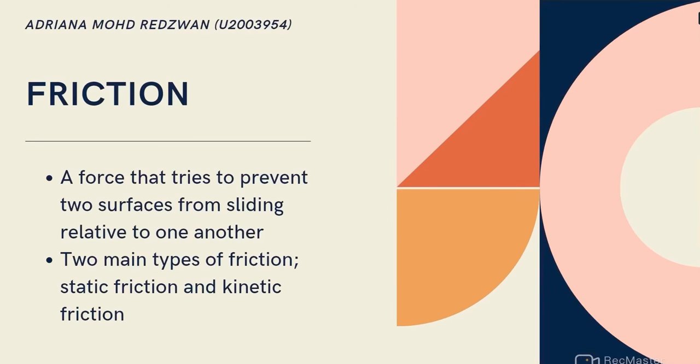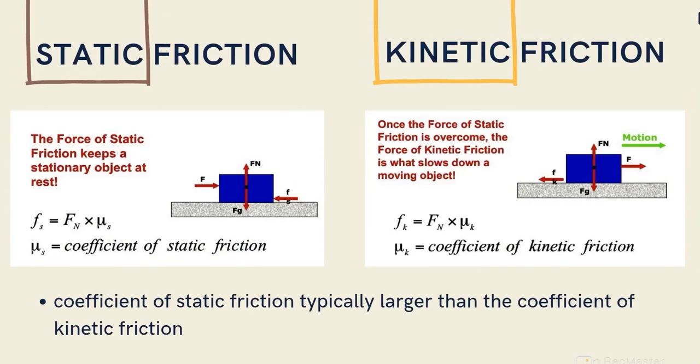Friction is a force that tries to prevent two surfaces from sliding relative to one another. There are two main types of friction, which are static friction and kinetic friction. Static means lacking movement, action, or change. Therefore, static friction is when the two surfaces causing the friction are not moving relative to one another.